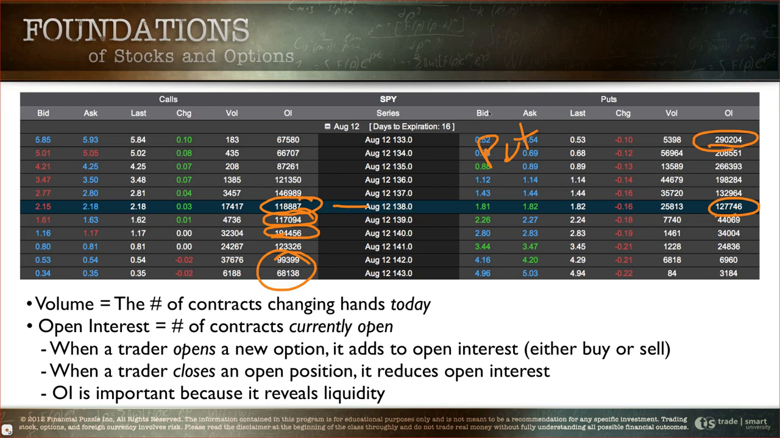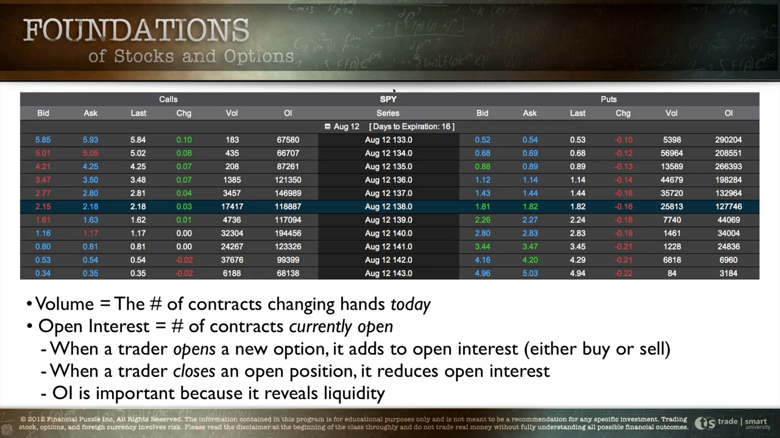That means there's more people that are hedging their downside risk than there are people that are either hedging their upside risk or buying speculative call options for a bullish trade on the Spiders, at least based on this particular screenshot. Okay, does that make sense?